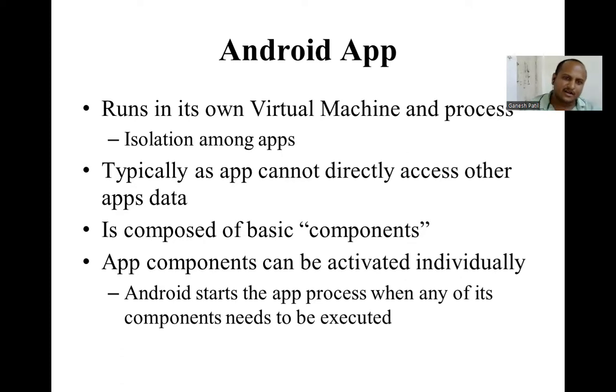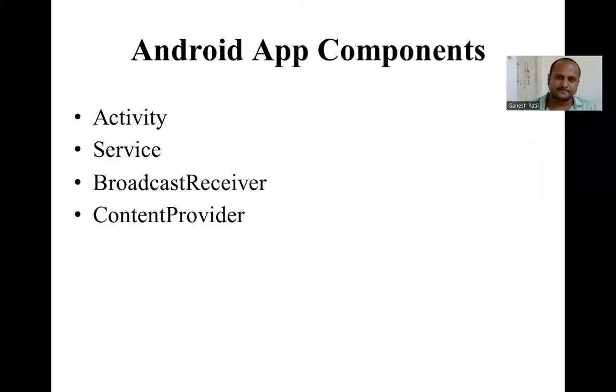Okay, an Android app is composed of basic components. We have a number of components at the time of developing Android apps. App components can be activated individually. Android starts the app process when any of its components needs to be executed. There are four types of components. First is the activity, second is the service, third is the broadcast receiver, and fourth is the content provider.